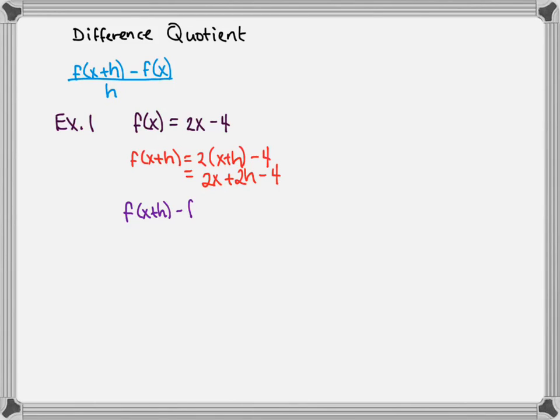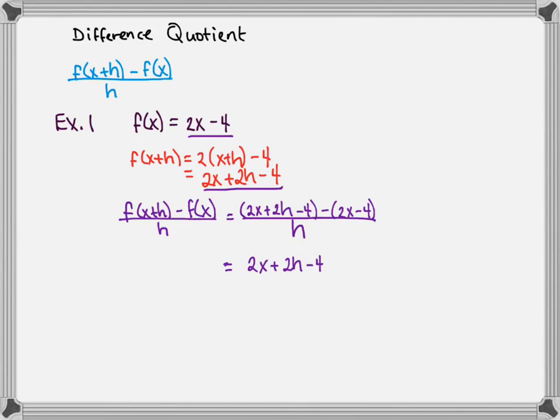So now let's go back to our difference quotient, f of x plus h minus f of x over h. And let's start filling in. So f of x plus h we calculated as 2x plus 2h minus 4 minus, and then f of x is 2x minus 4. And I think you'll make fewer mistakes if you put these in parentheses. And then this is over h. So let's distribute the negative to the second set of parentheses. So I've got 2x plus 2h minus 4 minus 2x plus 4 all over h.